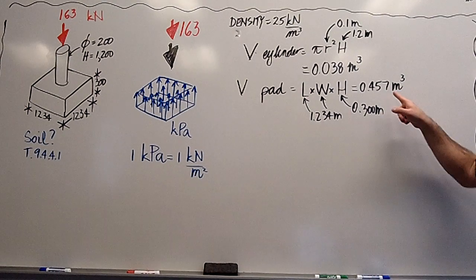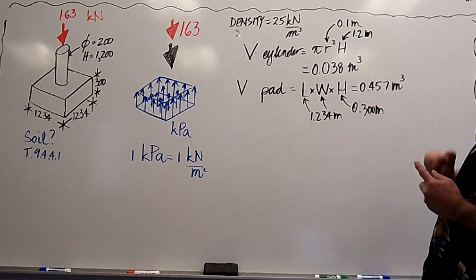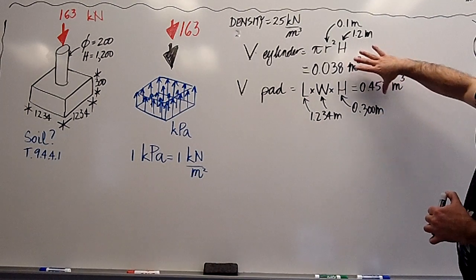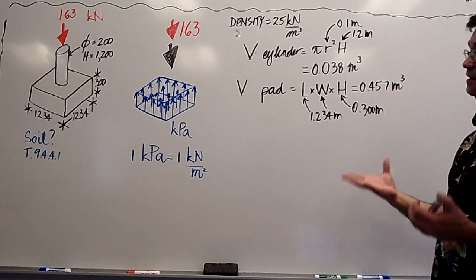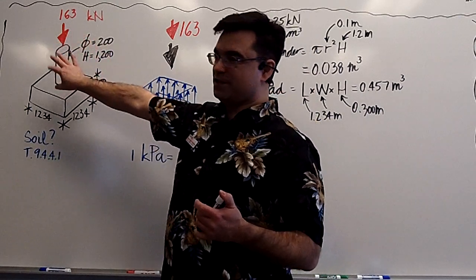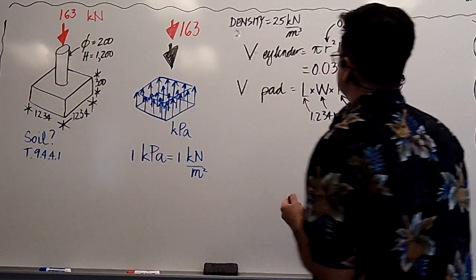Okay? So now I have the volume of the pad and the volume of the cylinder. If I add up these two volumes and multiply it by the density, I should get the weight, the force of that pad. So let's do that.